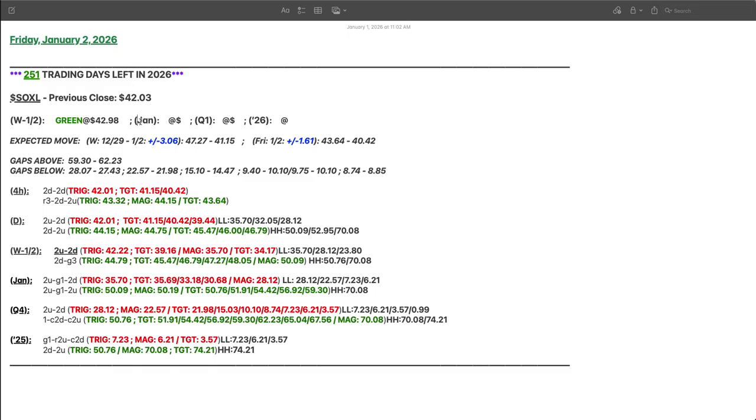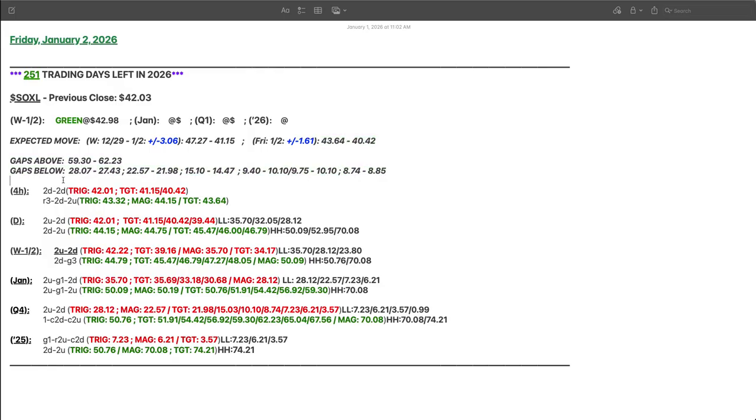Now it's a new month, new quarter, and a new year. So we don't have our flip levels yet, right? Monday will bring all 3 of those. So the opening price on Monday will be the flip level for the month, the quarter, and the year. We know that the market maker's expected move for the week was plus or minus $3.06, giving us a range of 47.27 to 41.15. And we know that the market maker's expected move for Friday itself is $1.61, giving us a range of 43.64 to 40.42. We know where our gaps above and our gaps below are, so we always want to keep those in mind.